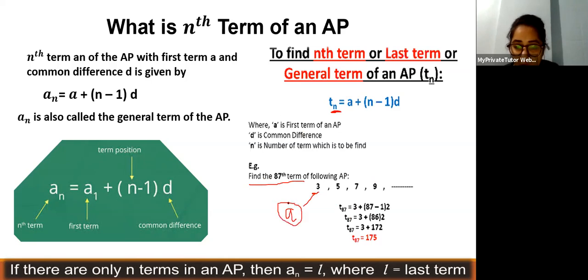Okay, what is the common difference? So 5 minus 3 is 2. 7 minus 5 is 2. And here again 2. So D we get this as 2.